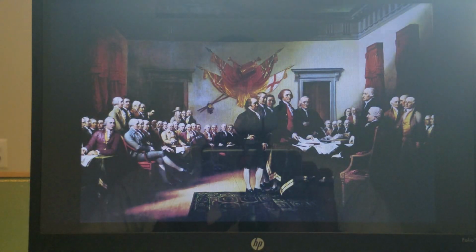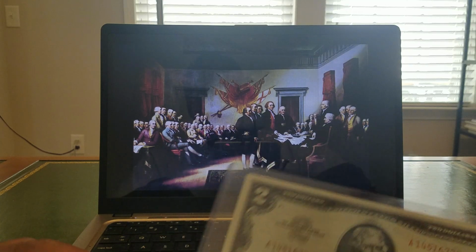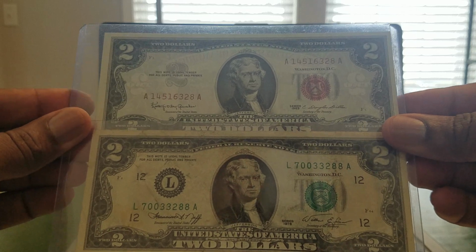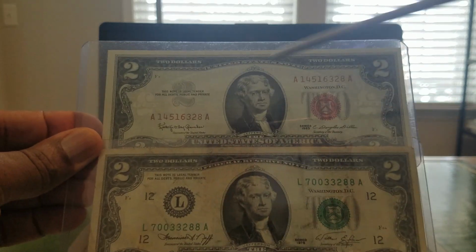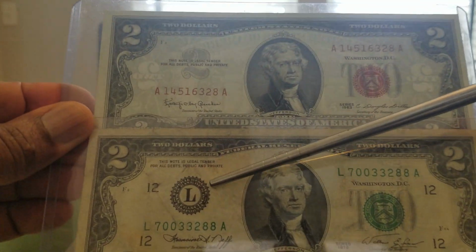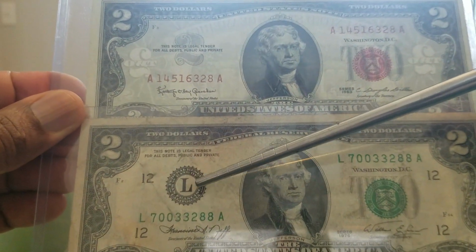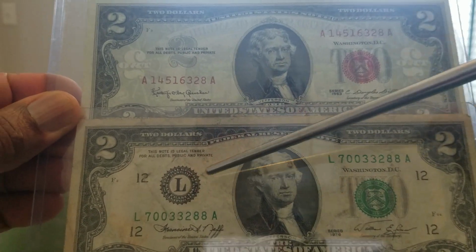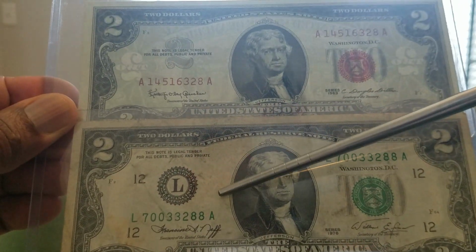All right, so I'm zoomed in for a minute. I'm zooming out. All right, so looking at these two notes right here, the image is pretty much the same. It has the same portrait. Something that is different is that this Federal Reserve note has a Federal Reserve seal. And this indicates that this bill came from one of the 12 Federal Reserve districts.